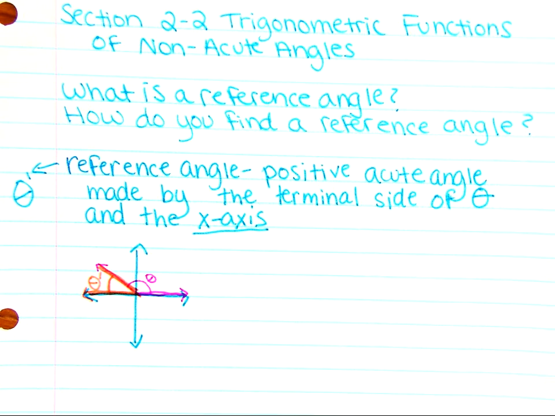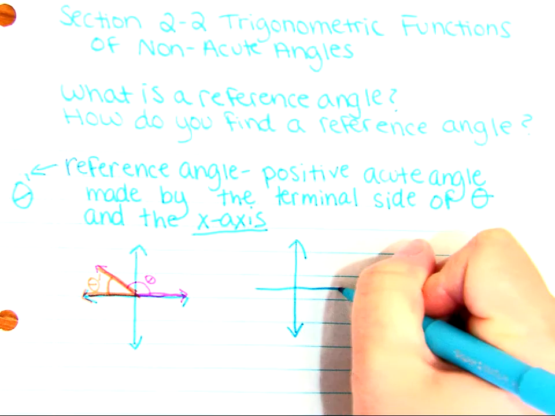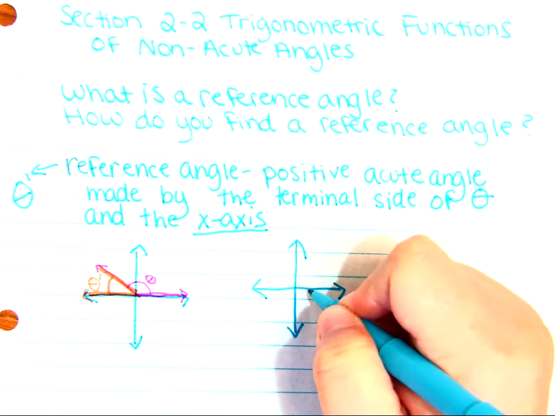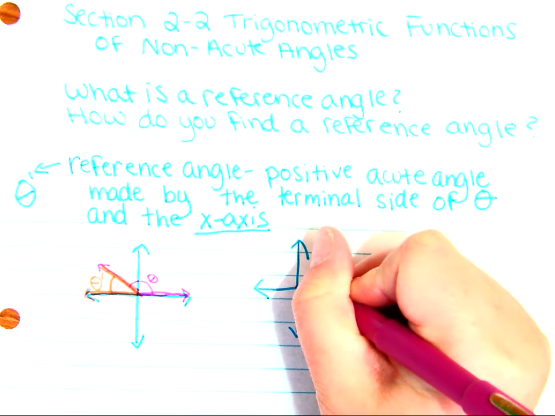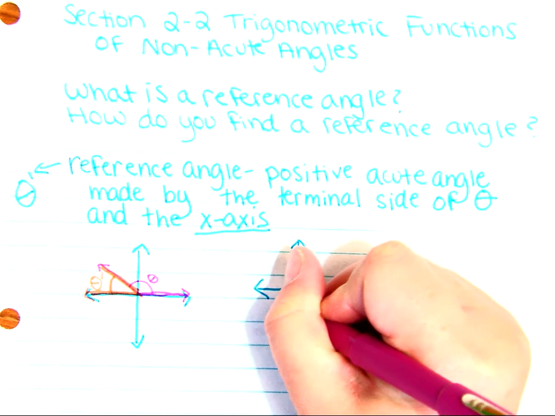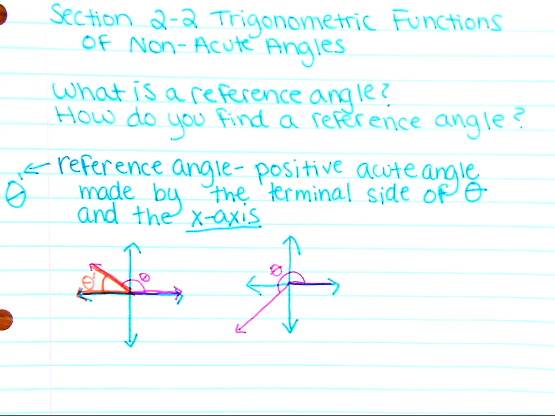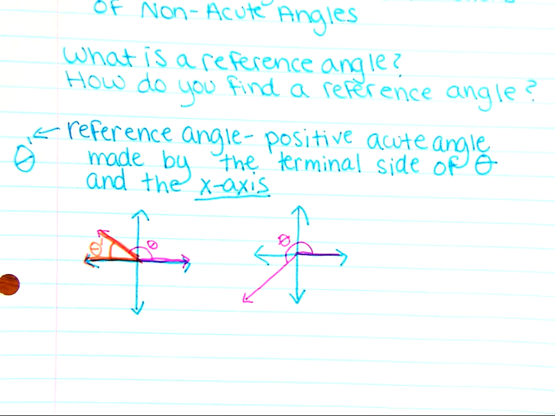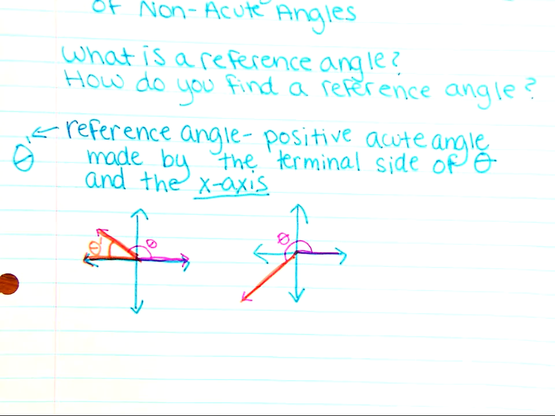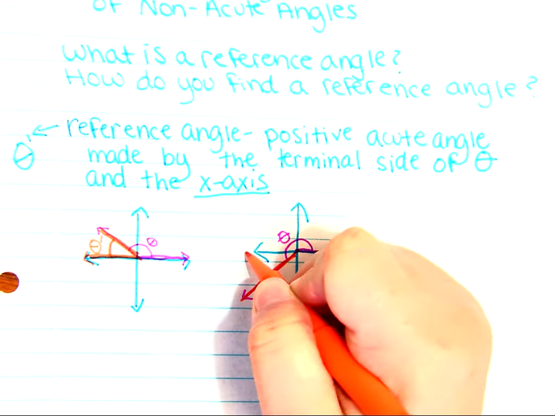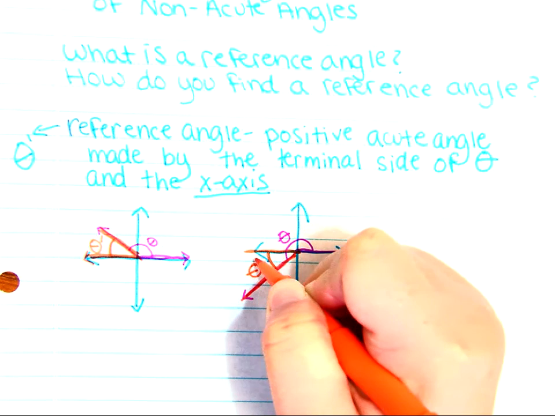Okay? And then you could draw an angle in quadrant 3. So, again, it's going to have its initial ray here. It's going to go around, and let's put it in quadrant 3. Okay, so that would be my theta. And I want to find the reference angle. Again, it's the terminal side, ending side, and the x-axis. Always the x-axis, not the y. So there's my reference angle.